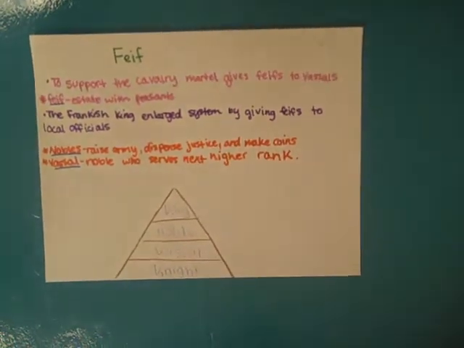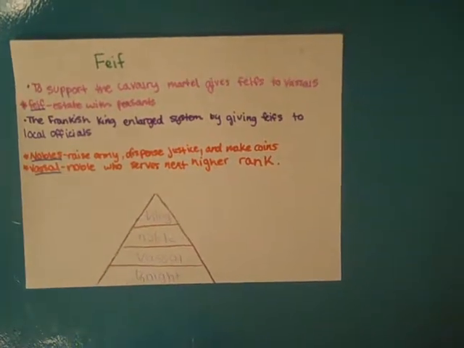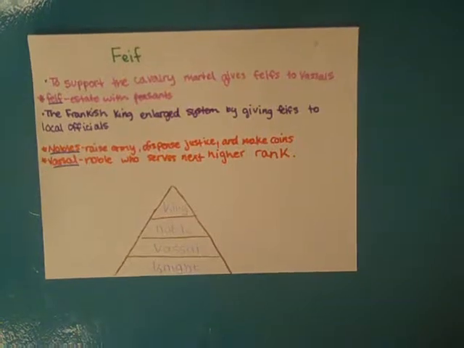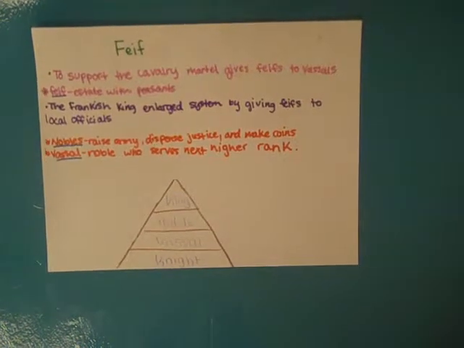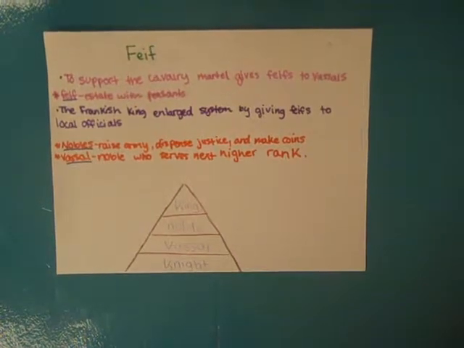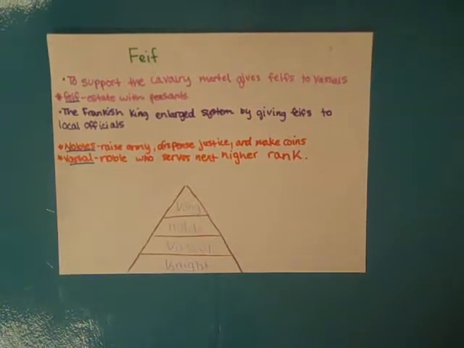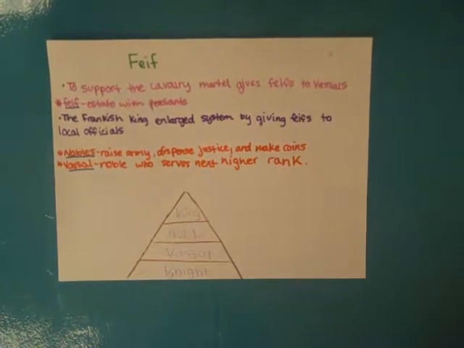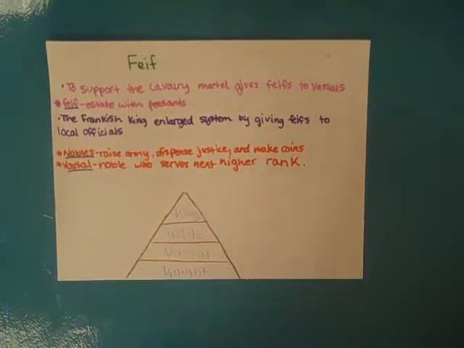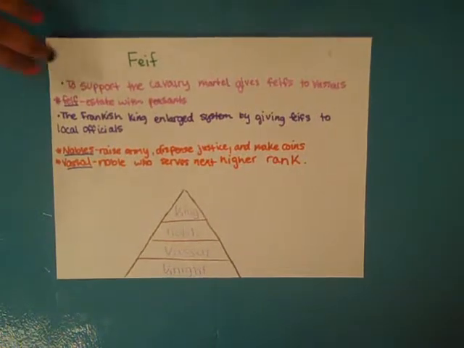Fief. To support the cavalry, Martel gives fiefs to vassals. A fief is an estate with peasants. The Frankish king enlarged the system by giving fiefs to local officials. Nobles raise armies, dispense justice, and make coins. A vassal is a noble who serves the next higher rank. The picture is of a hierarchy in medieval times.